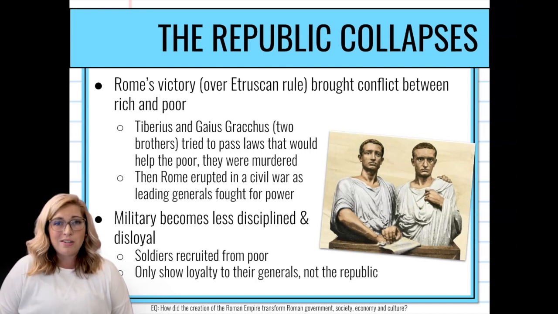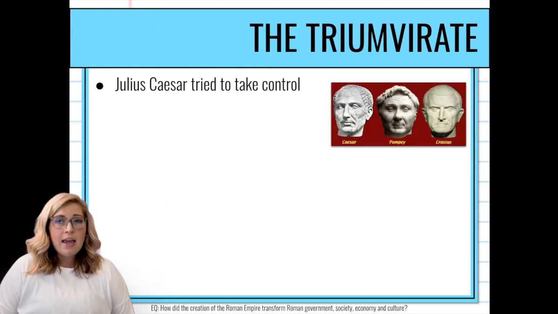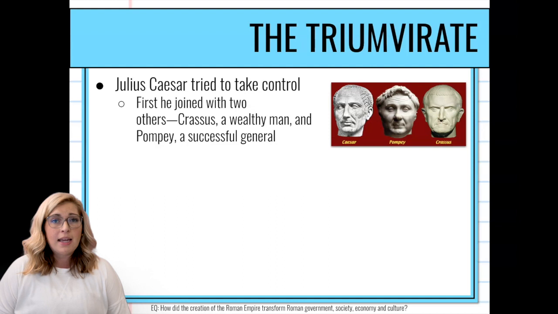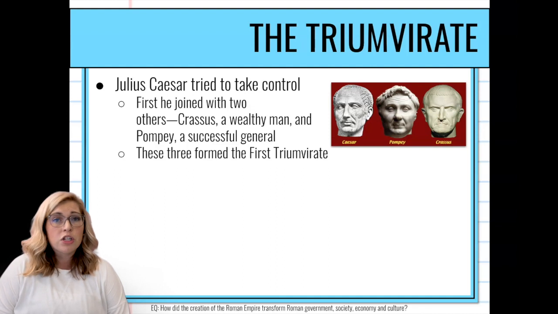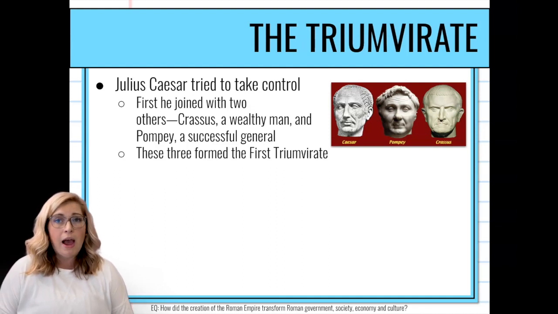Enter Julius Caesar. Julius Caesar comes in and tries to take control. In 60 BCE, he joins with the two gentlemen pictured here, their stone heads pictured here: a wealthy Roman known as Crassus and a successful general known as Pompey. The three of them get together and they basically take control of Rome, and they form what becomes known as the first triumvirate. Tri meaning three. So there are three guys in power.